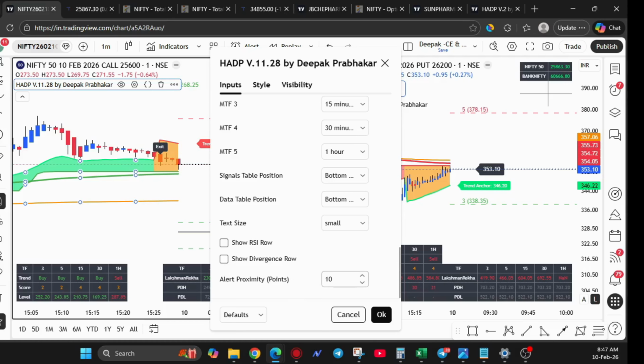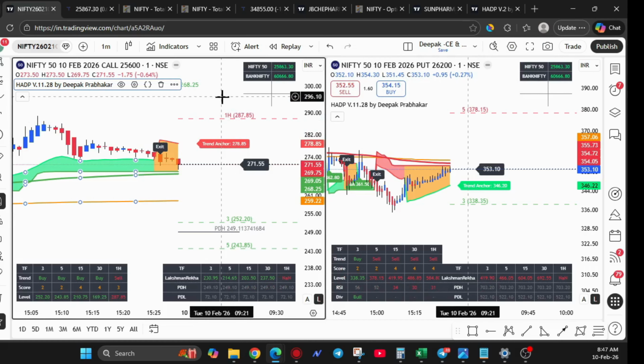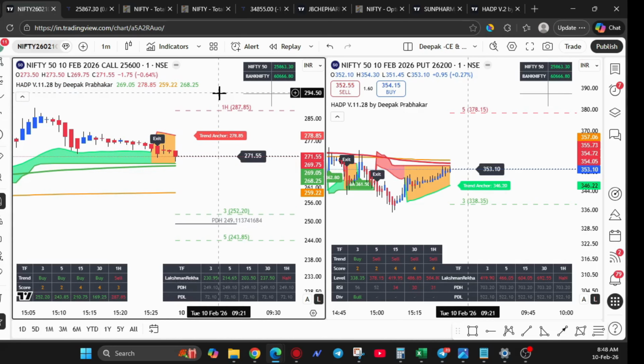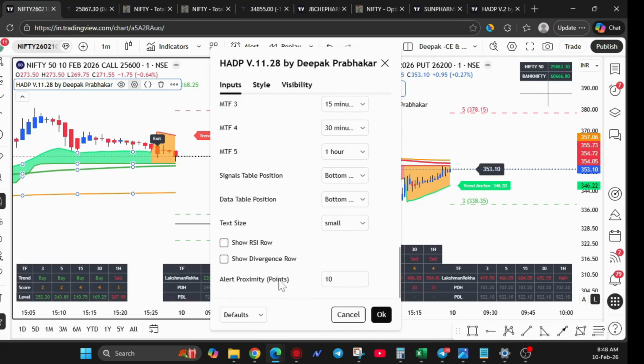Now alert proximity I've kept at 10 points. What does it mean? Whenever, for example, it is reaching R1 resistance or S1 support, or Lakshman Rekha, it will tell you 10 points before. For the 3 minutes Lakshman Rekha and 5 minutes, it will print 3R, 5R here. That means you are getting closer to the 3 minutes Lakshman Rekha, you are getting closer to the 5 minutes Lakshman Rekha. Similarly, it will also tell you you are getting near the pivot, near R1, near R2. That is what the alert proximity does.